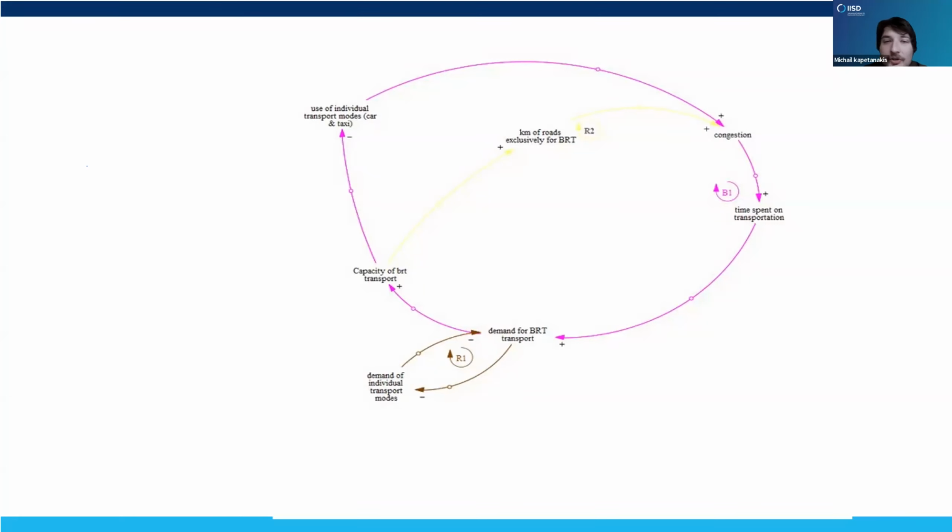So here, the relationship, the loop in pink, again, demand for bus rapid transit increases the investment and capacity of BRT, which reduces the use of individual transport modes, such as cars or motorcycles. And this can reduce congestion, time spent on transportation, and this in turn increases the demand for BRT transport.